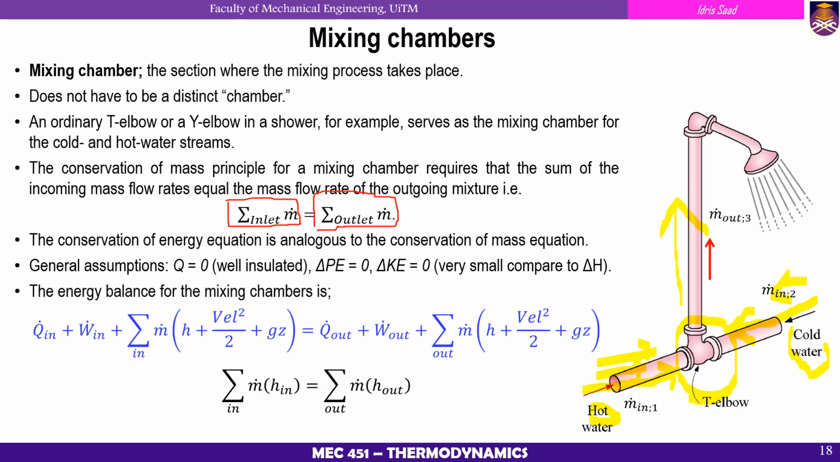As for the analysis, the general assumptions that we always consider for the mixing chamber are, first, Q is equal to 0, because we normally assume the mixing chamber is well insulated. Delta KE is equal to 0, because the value is very small as compared to the change of enthalpy.